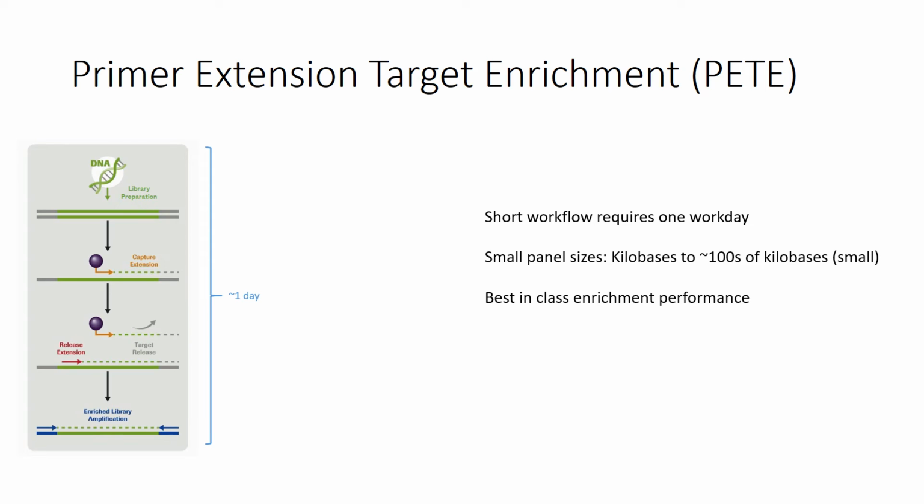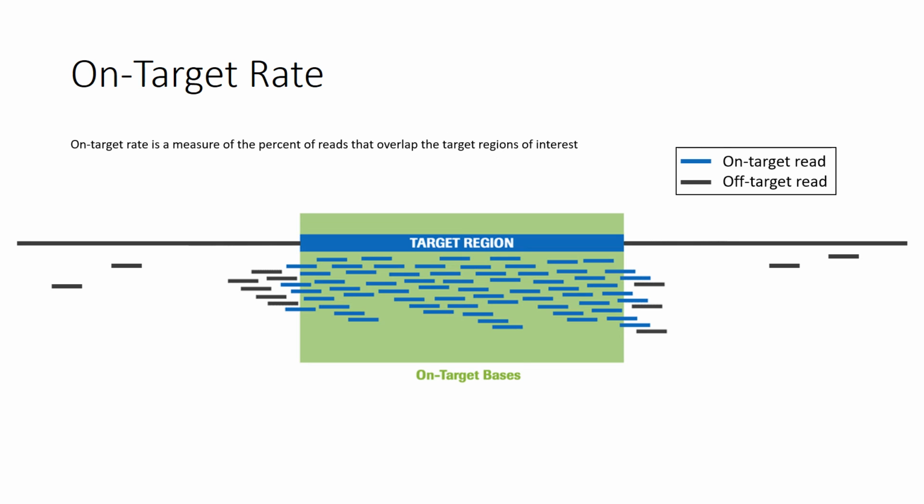And something I don't have here is that we can actually detect novel fusion partners with this technology similar to hybridization-based capture. So now I'll jump into different types of metrics. So I'll talk about on-target rate. On-target rate is a measure of the percent of reads that overlap the target regions of interest. This is what I'm talking about.